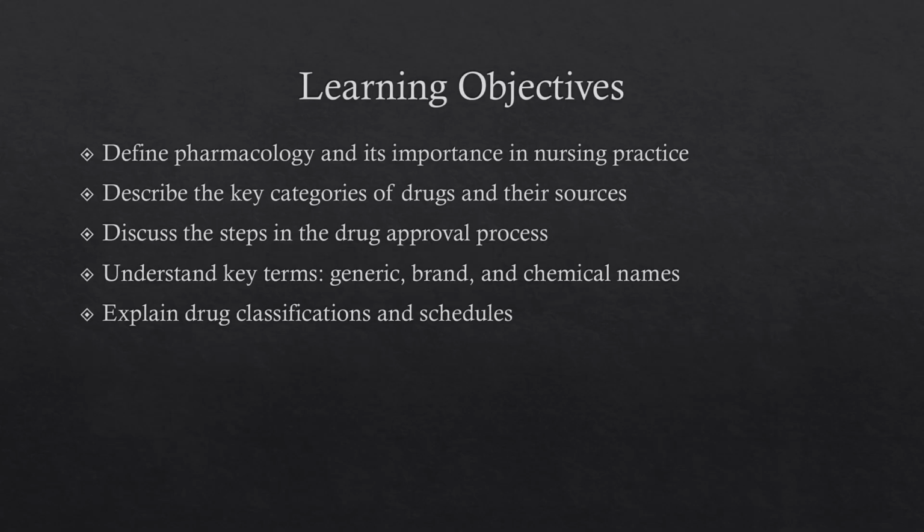So for our learning objectives, we want to talk about the definition of pharmacology and why it's important in nursing practice, describe the key categories of drugs and their sources, discuss the steps in the drug approval process, understand key terms such as generic, brand, and chemical names of drugs, and then explain drug classifications and scheduled drug classifications.